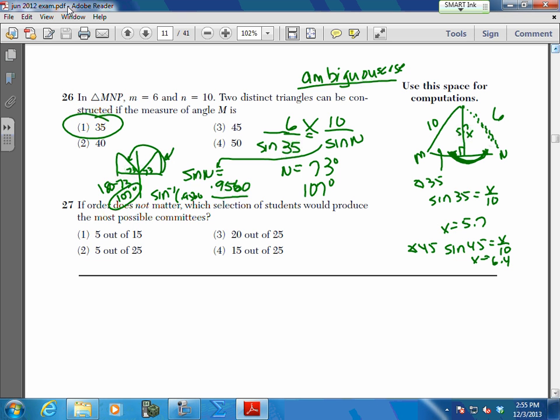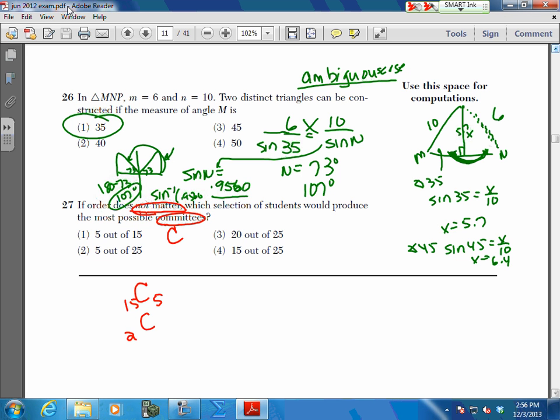In number 27, you're looking at order does not matter. If order does not matter, as in committees, you're looking at combinations. So the best way to do this is just set them both up. But be careful. 5 out of 15 sets up 15C5. Just put it in your calculator.